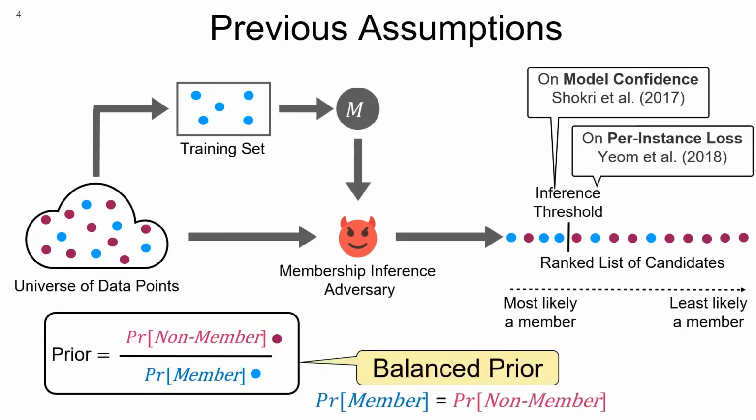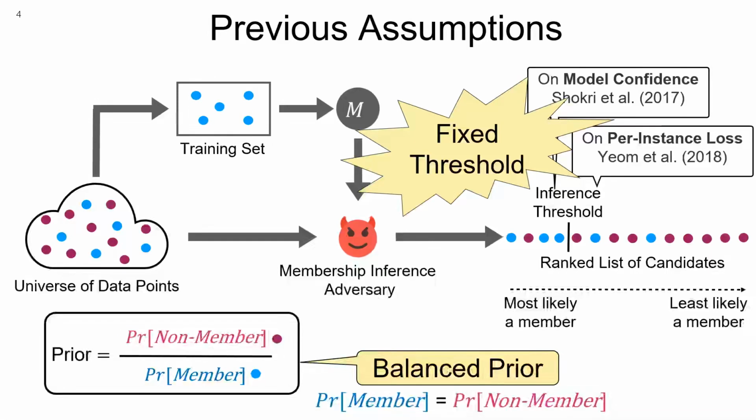Firstly, they only consider balanced prior, where the adversary randomly samples members and non-members with equal probability. This need not always be true, and in realistic settings, the prior is more likely to be skewed. For instance, the members could be the patients of a hospital, whereas the non-members could be the remaining population of the county or city. In such cases, the adversary is more likely to randomly sample a non-member than a member.